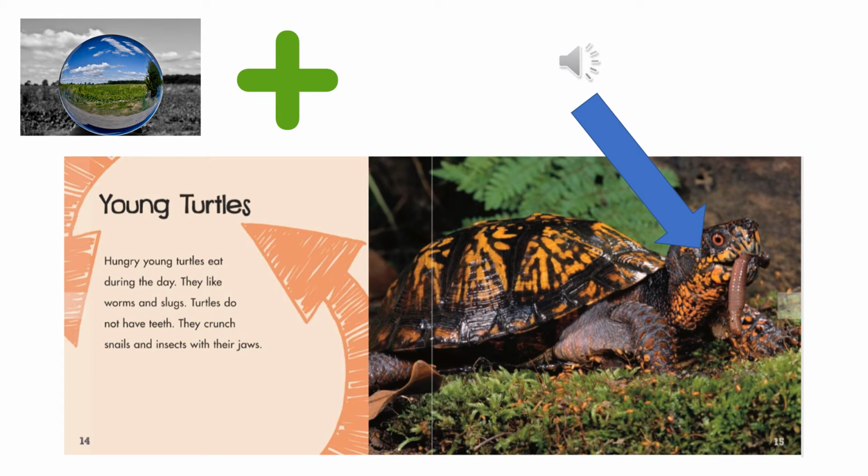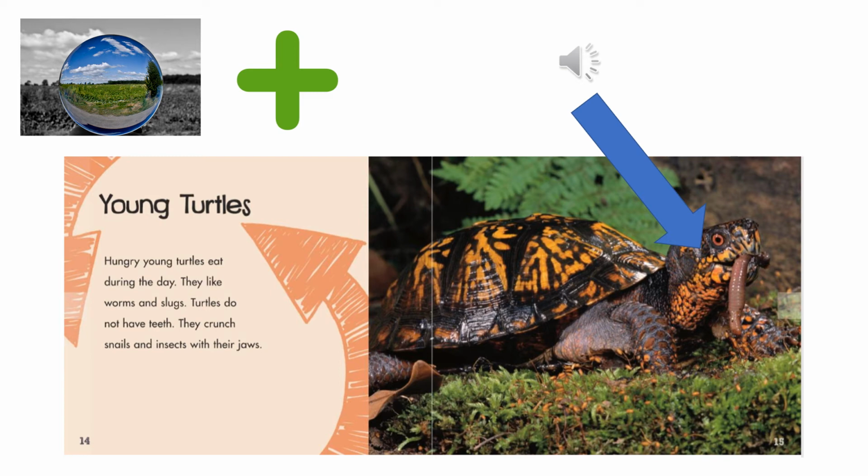So another thing good readers do is they look at the images in the text. Go back through the text and look at all the images. How do the images contribute to and clarify the text? On this page, the text says, young turtles. Hungry young turtles eat during the day. They like worms and slugs. Turtles do not have teeth. They crunch snails and insects with their jaws.